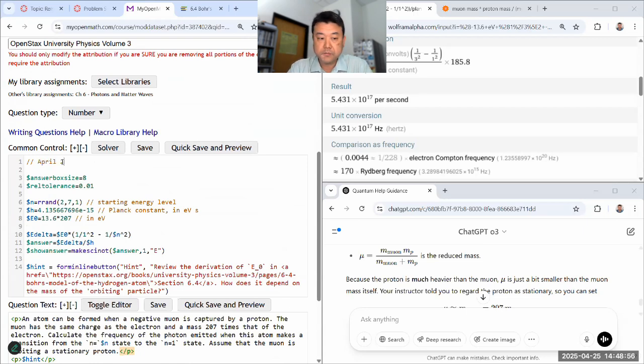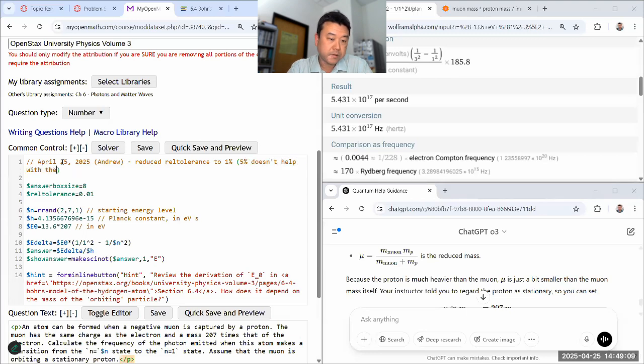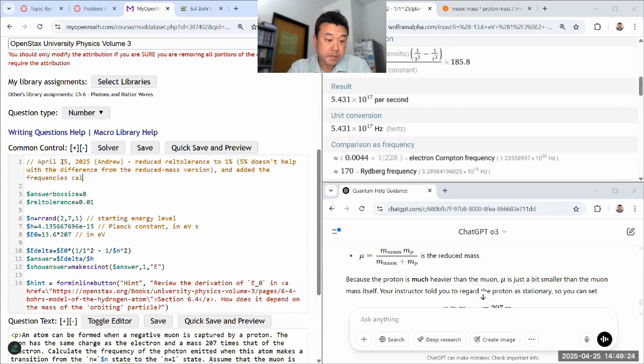So today's date, April 25th. Reduce the relative tolerance to 1%. 5% doesn't help with the difference from the reduced mass version, and added the frequencies calculated using reduced mass as one of the correct answers.